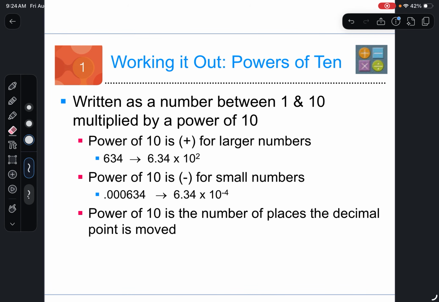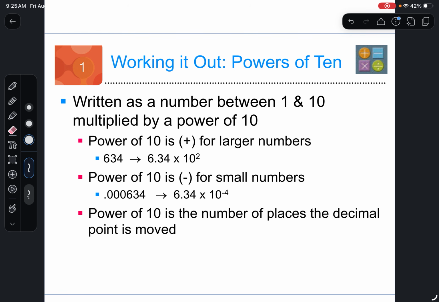Okay, this begins Chapter 1, Part 2 of our recorded notes. And we're beginning with powers of 10 notation, also known as exponential notation or scientific notation. It's a shorthand way of expressing either very large numbers or very small numbers.